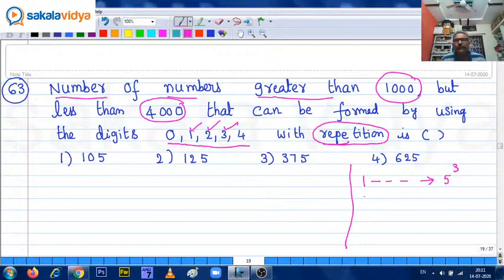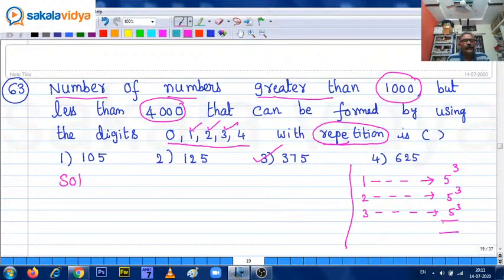Beginning with 2, here also 3 places, that can be done in 5 cube ways. Beginning with 3, that's also 5 cube. So we need to add 125 plus 125 plus 125. 125 times 3 will be 375. So this third option is the right option.